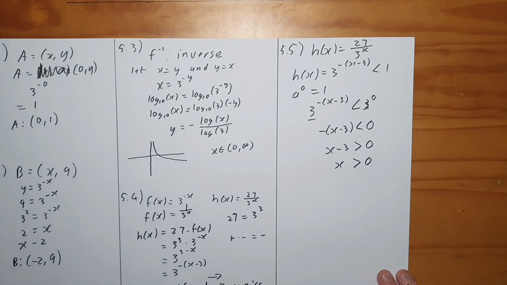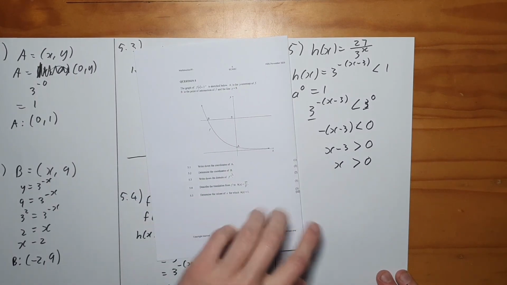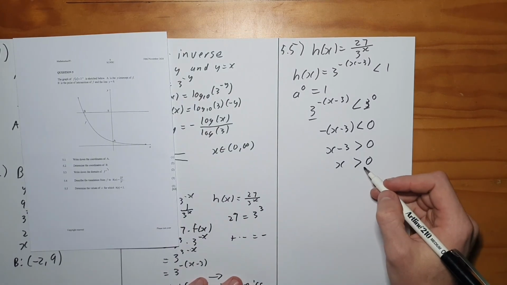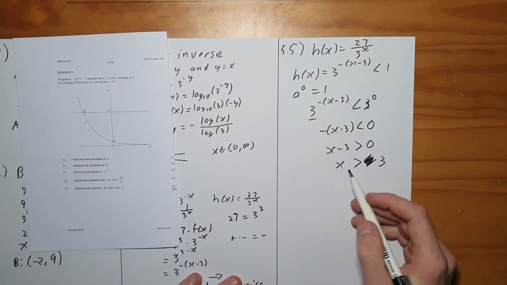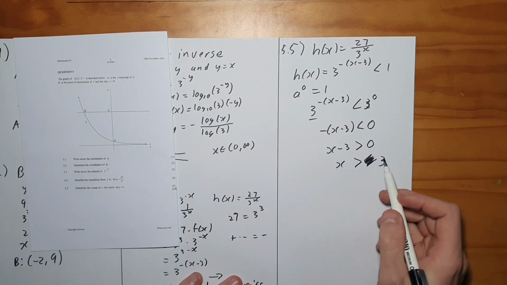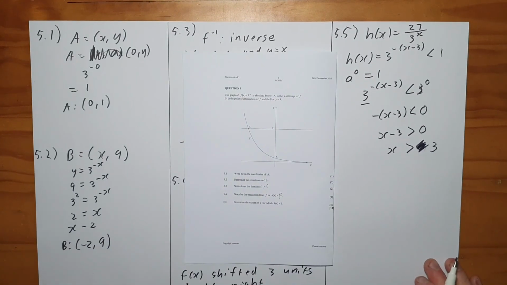Okay, so to answer the question, for which values of x will the function be less than 1? It will be less than 1 for all x greater than the value of 3. And that's how we go about doing this question.